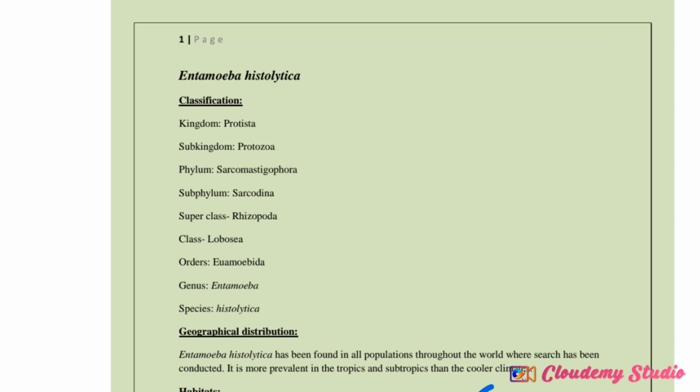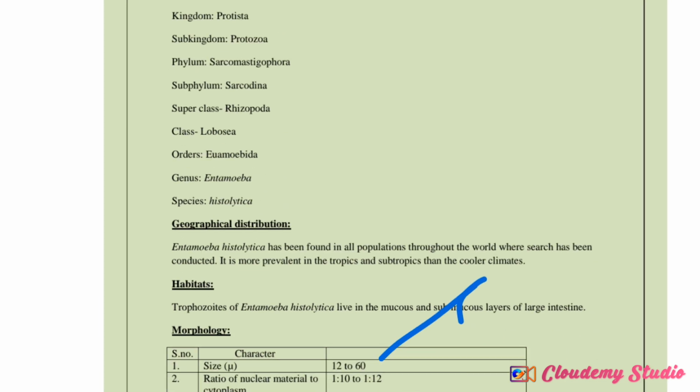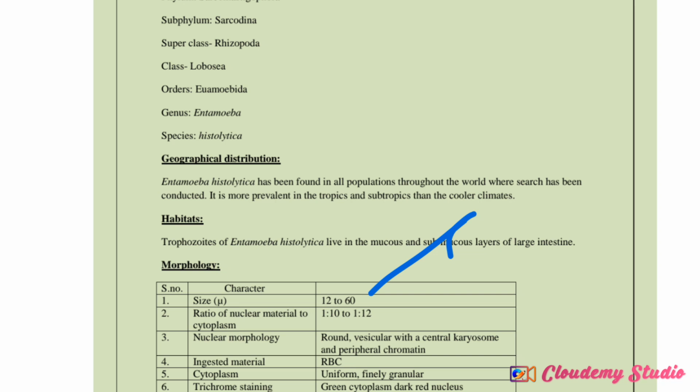So this is the systematic position, or let me say the classification, of Entamoeba histolytica. Now, what is the geographic distribution of this animal? They are found in all populations throughout the world. Hence, I can say they are cosmopolitan in distribution, and it is more prevalent in tropical and subtropical regions rather than cooler climates.